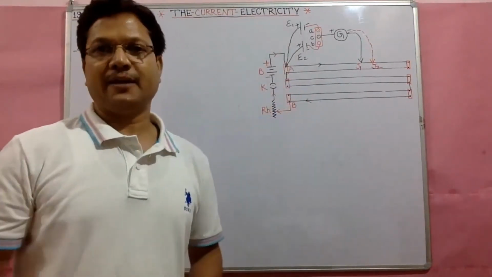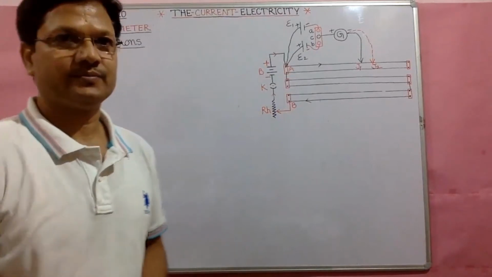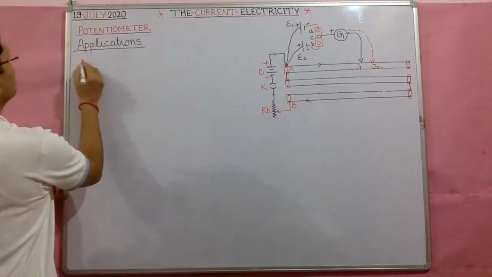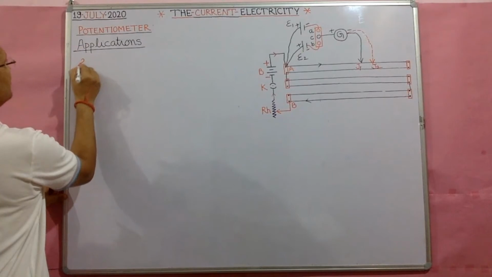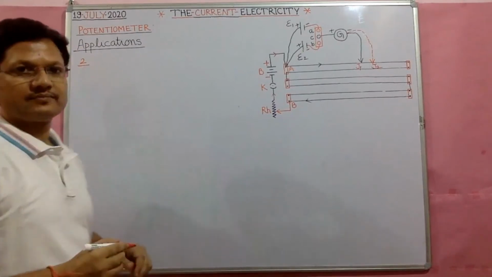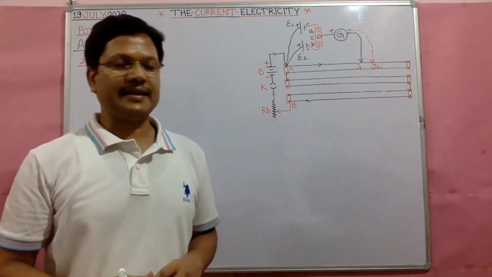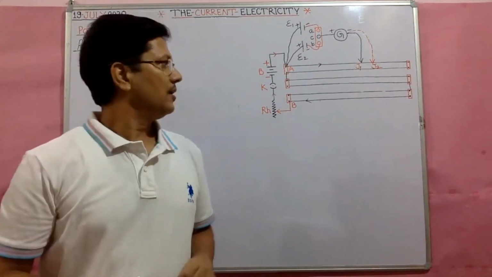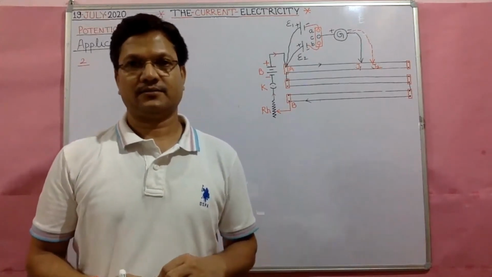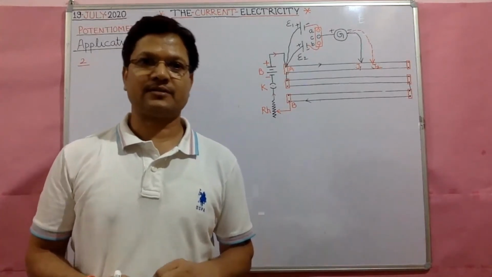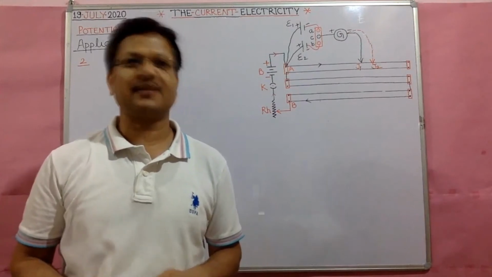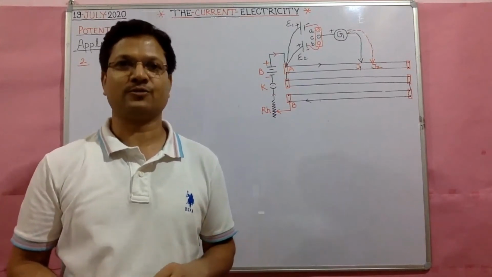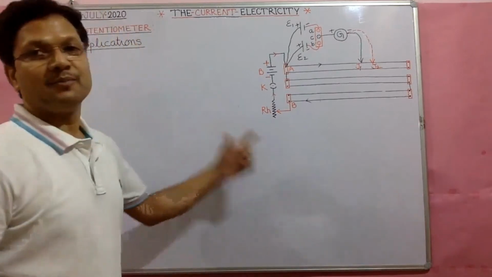Now the application number 2. In the second application, we will find the internal resistance of a given primary cell. This experiment is also done with the help of a potentiometer.